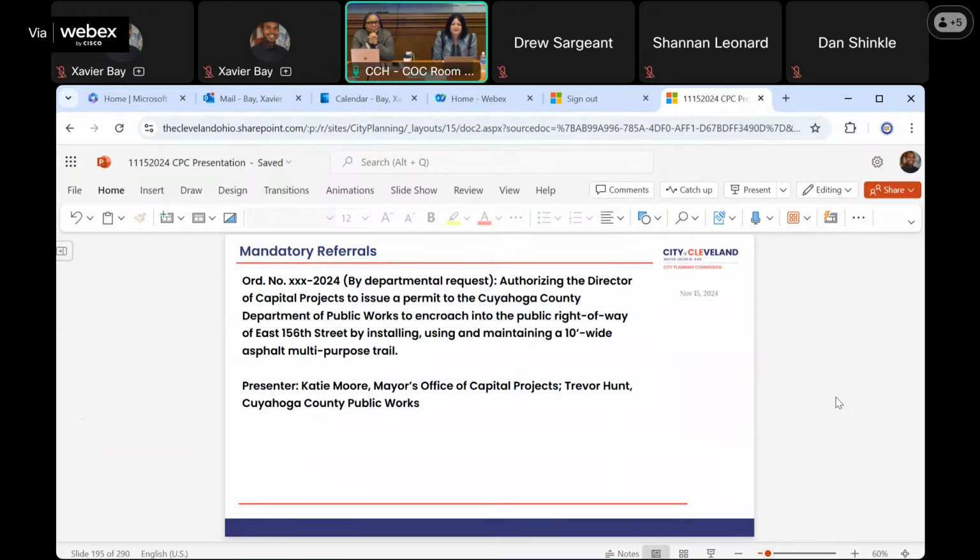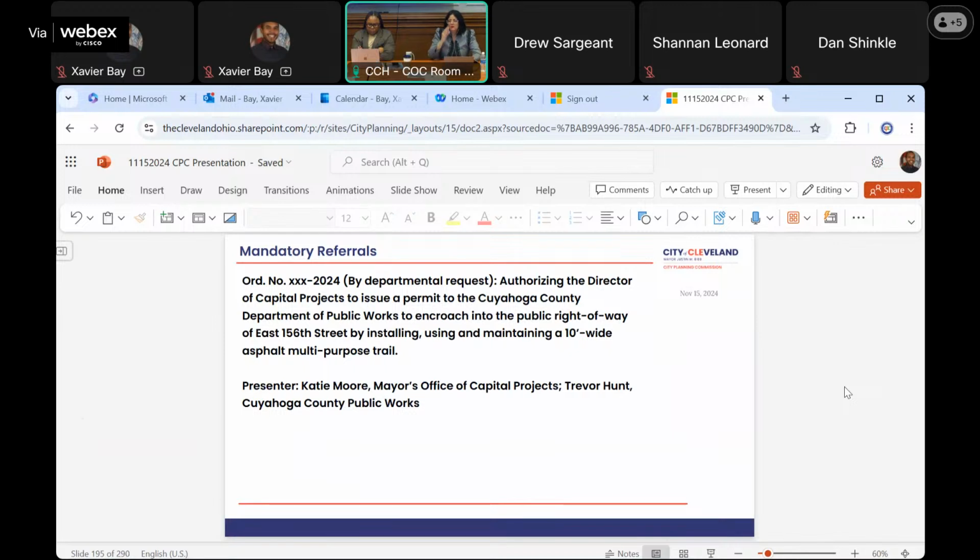Thank you. All right, we're going to go back to mandatory referral. The first one is an unnumbered ordinance. This is for the 10-foot wide asphalt multi-purpose path on 156th Street. Katie, how are you? Welcome. There are 11, or maybe now 10, mandatory referrals, so it could be requests that the president just go through quickly. You have the first two, so go pretty fast on those. Yep. We'll do separate motions.